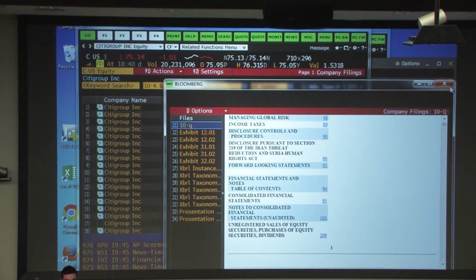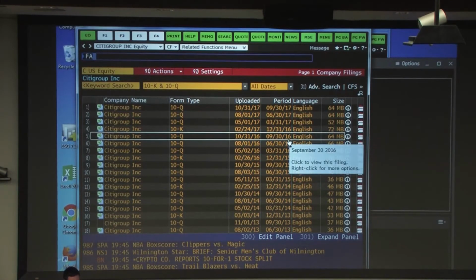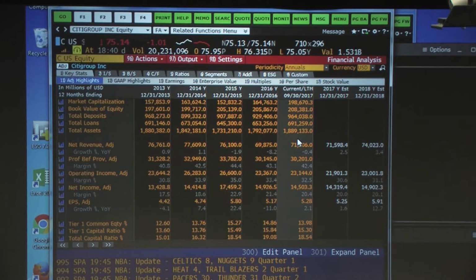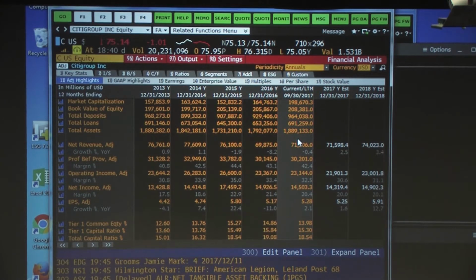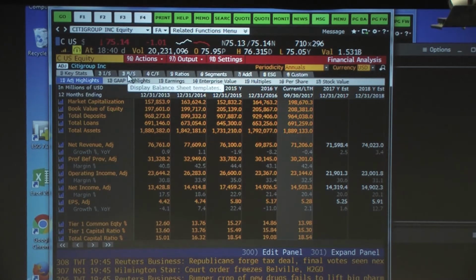But let's say we don't want to look through the 10K or the 10Q for the financials of a company. We can look at that through Bloomberg, because Bloomberg offers that analysis. If we go to the function FA, which represents financial analysis, it'll give you the financial highlights of a company and all their financial statements. Can someone tell me the 3 financial statements a company has to file every quarter? Correct. Income statement IS, balance sheet BS, and statement of cash flows CF.